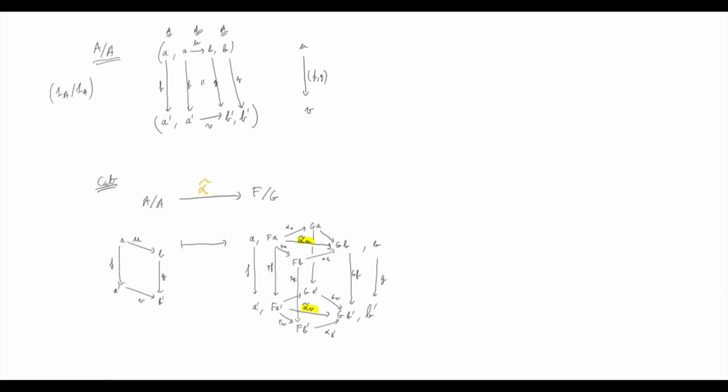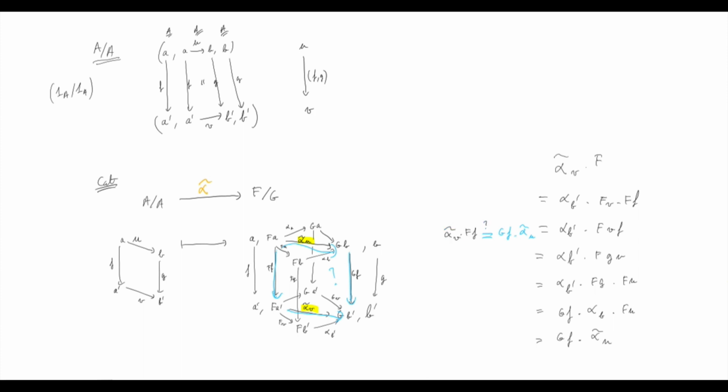Now we have a question: does this central square commute? And indeed, we can check that it does. And the fact that it does means that the pair FG is indeed an arrow of F over G, because that's part of the definition of being an arrow in that category. And we can go through this, and I'll let you look at it on your own. But it's really trivial.